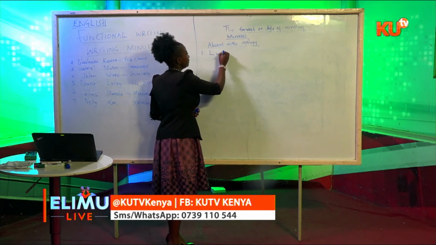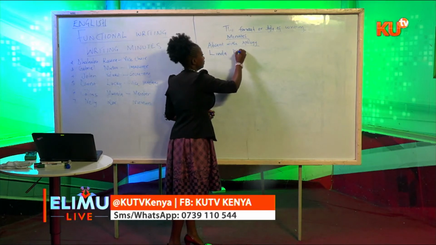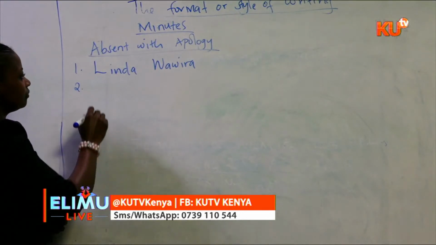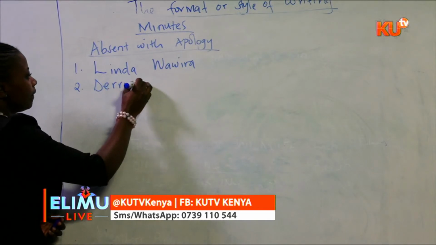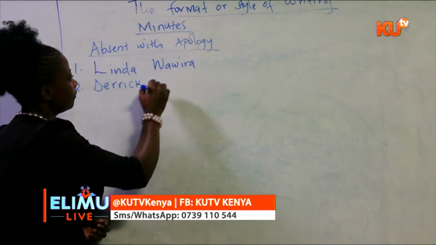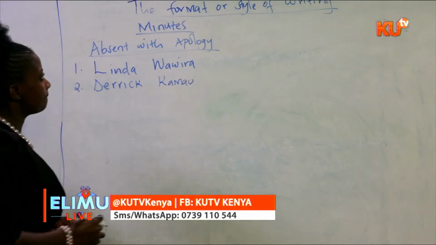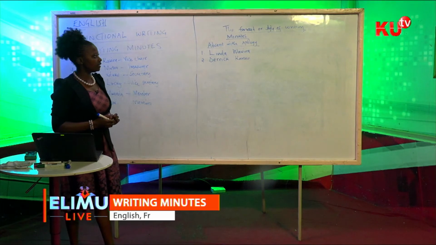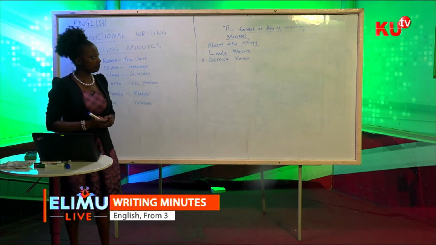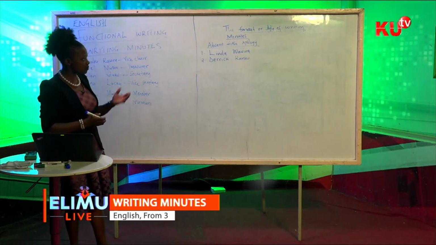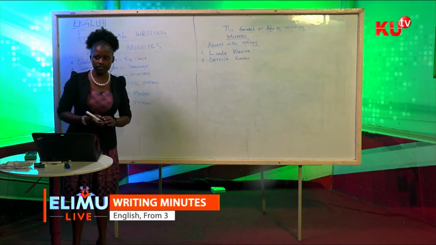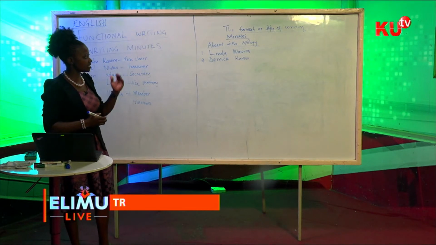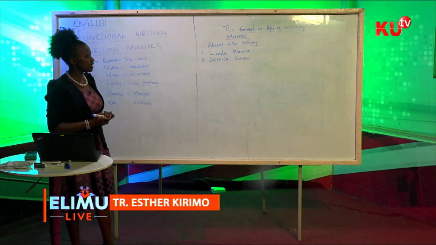You may have Linda Wawera, if it's a member. Then you may have Derek Kamau. So we have 2 who sent their apologies. And again, learners, it is good to note that the question may specify how many sent apologies, or it may not. So please follow what the question tells you to do in case you're given the number of members who sent their apologies.